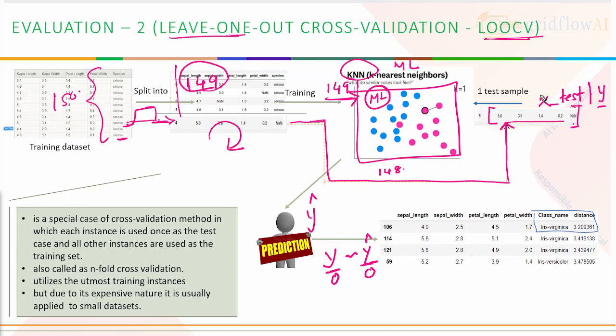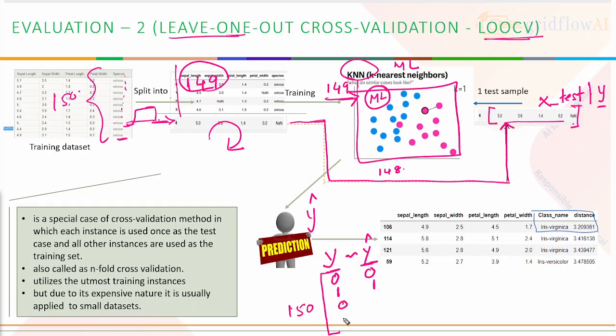Now we are asking the model to predict. Let's say the actual was 1, and the model is also predicting 1. And likewise, since this is a loop, this will go on for all the samples, and essentially you will have 150 comparisons.